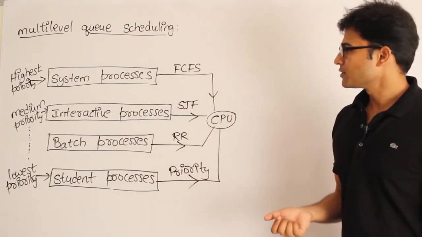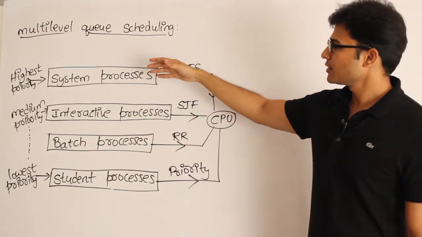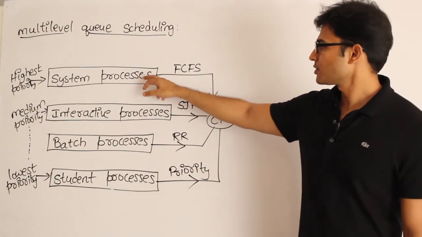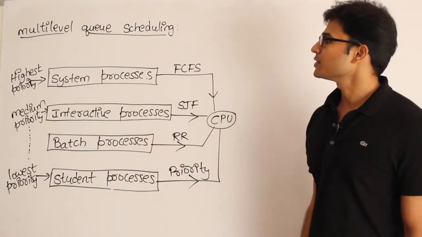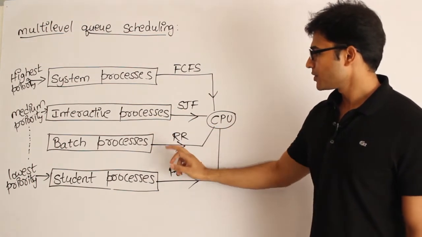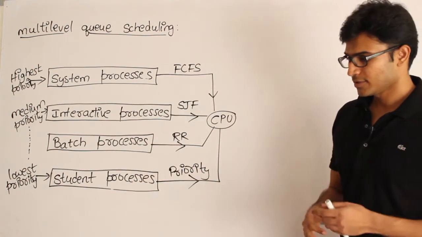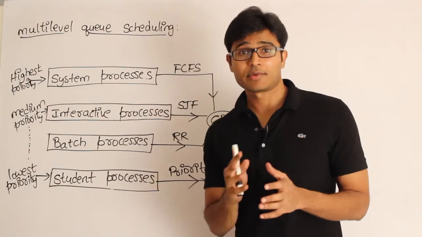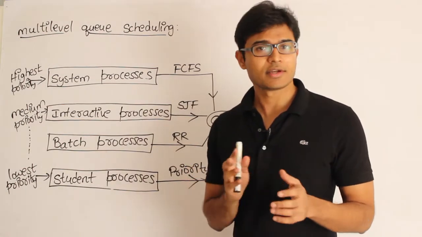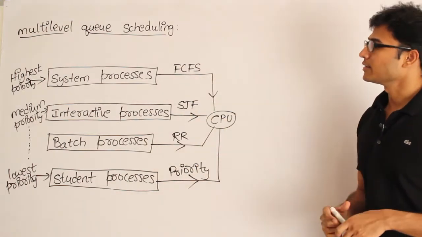And one advantage of this is we can apply separate scheduling algorithms for various types of processes. For system processes, we can apply FCFS. For interactive processes, we can apply SJF. For batch processes, we can apply RR, round robin. And for student processes, we can apply priority. Likewise, for various types of processes, we can apply various types of scheduling algorithms. That is the advantage. However, the disadvantage is as described.